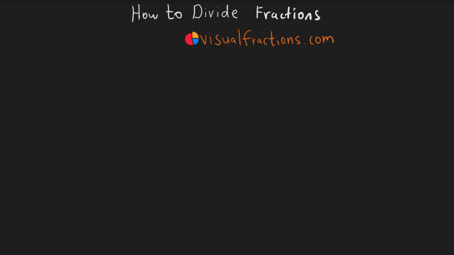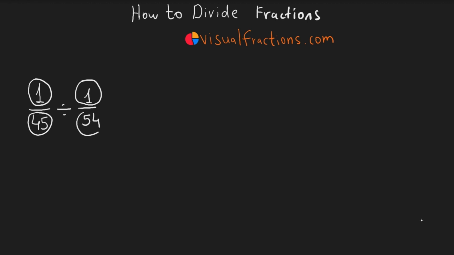In today's tutorial, we're going to demonstrate how to divide fractions, specifically 1/45th by 1/54th. First, let's understand our problem. We're dealing with two fractions. The first has a numerator of 1 and a denominator of 45, and the second has a numerator of 1 and a denominator of 54.